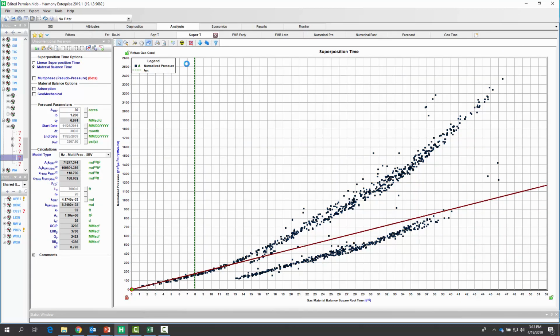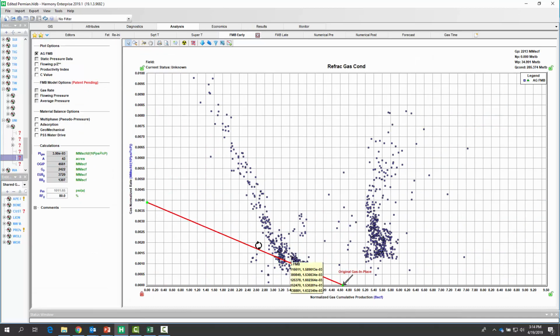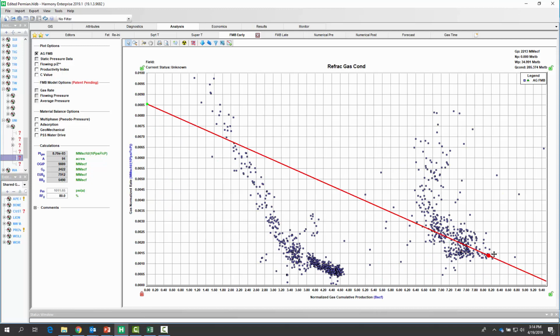When we go through our typical unconventional workflow, we'll always be using square root time or material balance time plots, and this signature is quite characteristic of wells that have had sudden changes in productivity, in this case from a refrac. We have two very different trends depending on whether we look before the well was refractured or after. Moving into the flowing material balance, again we have two very different signatures. We have a contacted volume of about 43 acres before the well was refractured, and after it was refractured, around 90 acres.